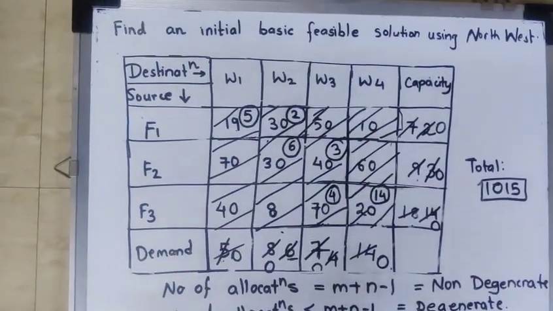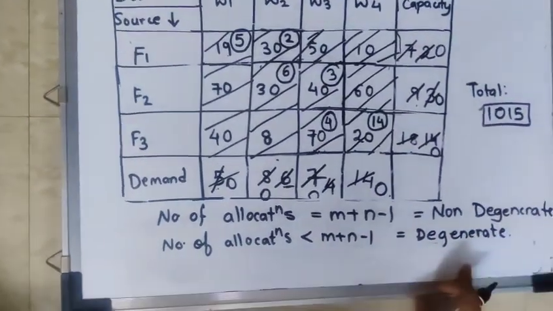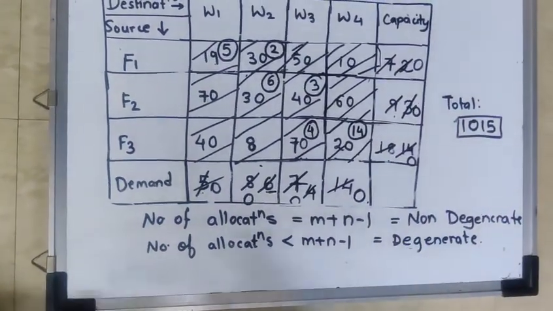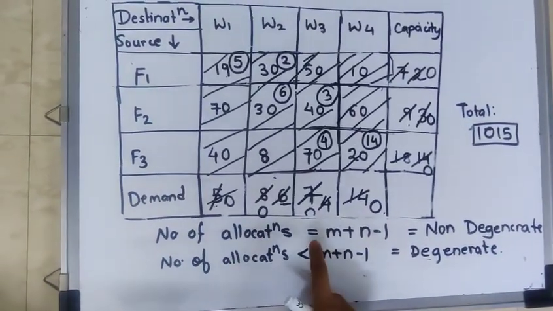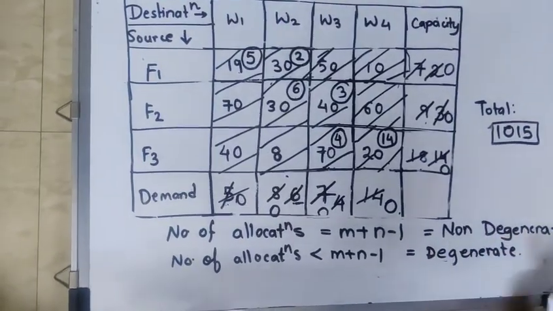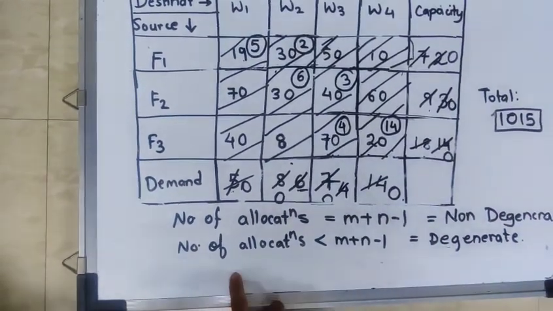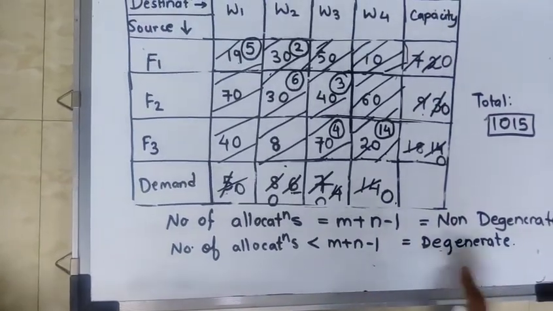Now the next step is to find out whether it is a non-degenerate or a degenerate solution. We have two conditions. If the number of allocations is equal to m plus n minus 1, we have a non-degenerate solution. And if the number of allocations is less than m plus n minus 1, it is a degenerate solution.